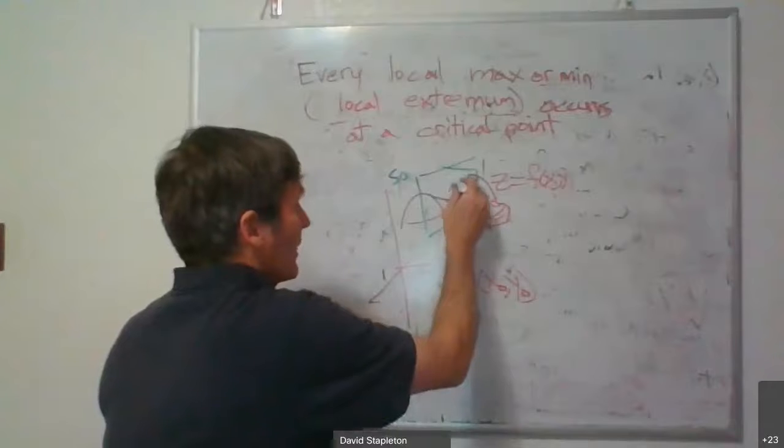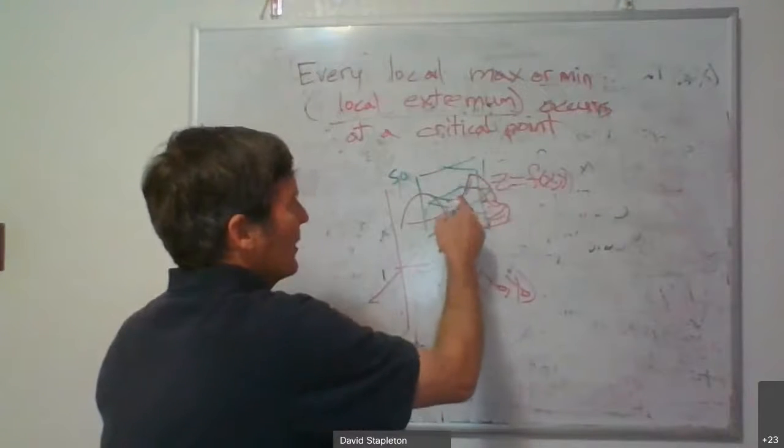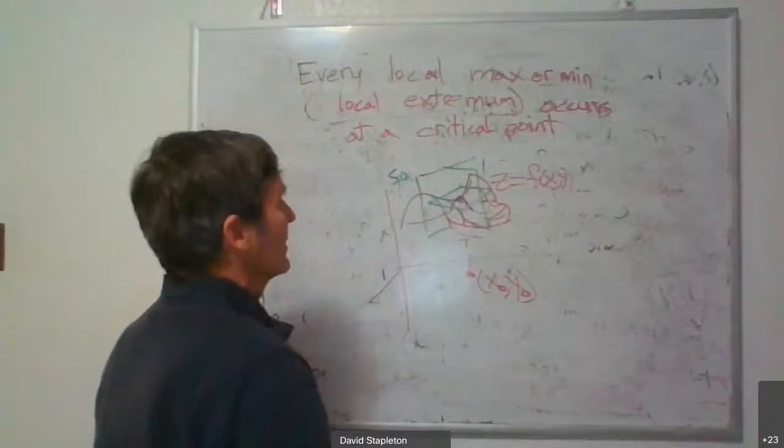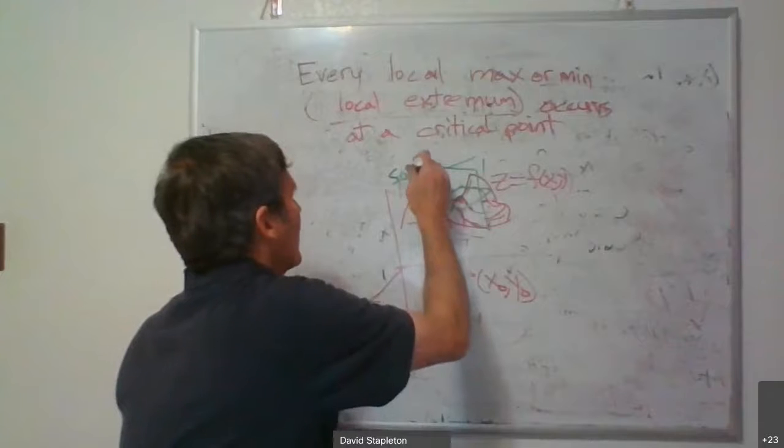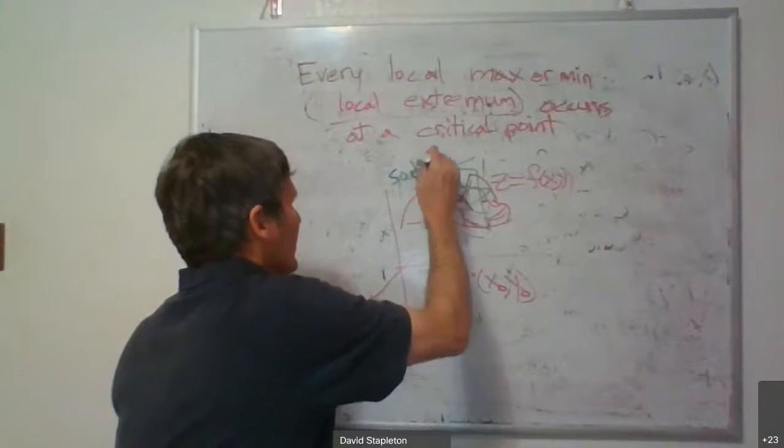This is a critical point, right? Because it has a horizontal tangent plane. The derivative is zero along this trace and the other trace. It's a critical point, but it's neither a maximum nor a minimum.